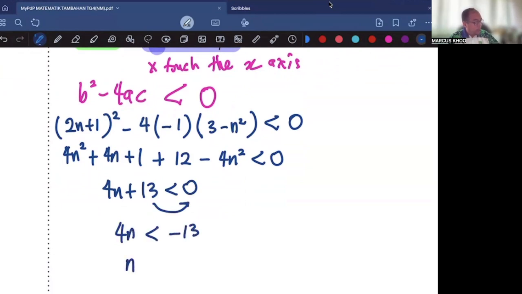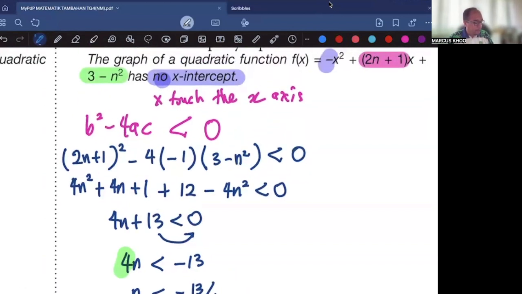And n, look, guys, I said this just now. We are only moving a positive number across, so it doesn't change the sign of the inequality. Only if you're moving a negative to become a divide negative number, then you have to change the sign. But since we are moving a positive number, it really doesn't make any difference. So n is less than -13/4. And this is our answer.